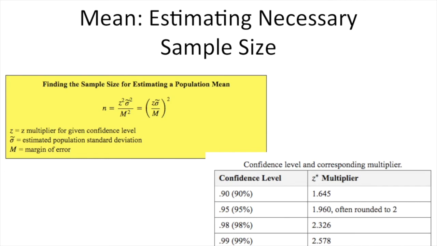The sigma with a tilde that you see in this formula is the estimated population standard deviation. You need to have some estimate of the population standard deviation in order to estimate the necessary sample size. This often comes from a pilot study or from a study that uses a similar sample. Let's look at one example.